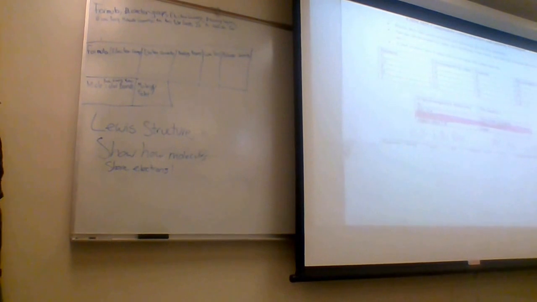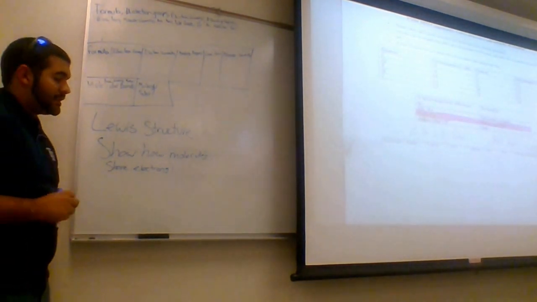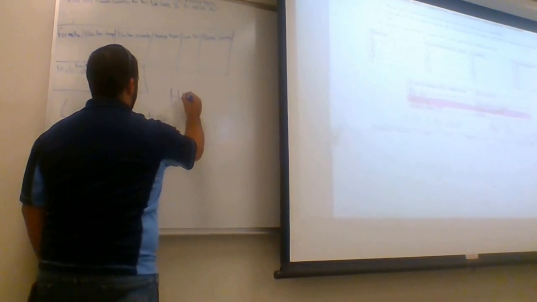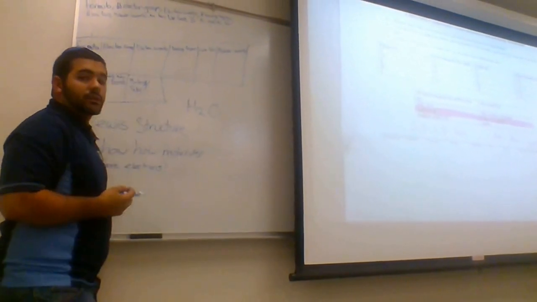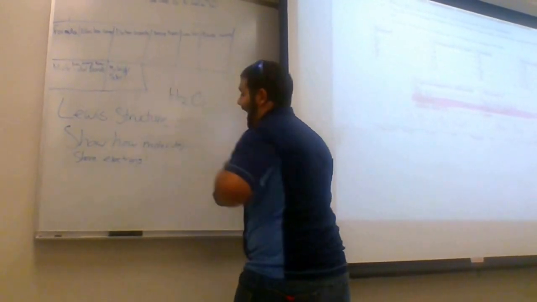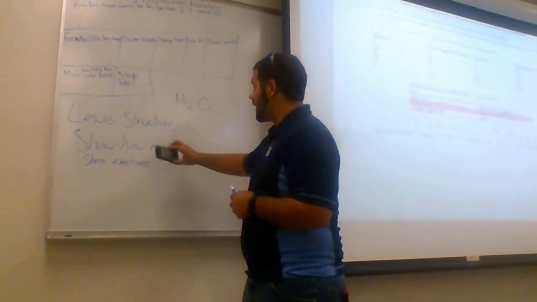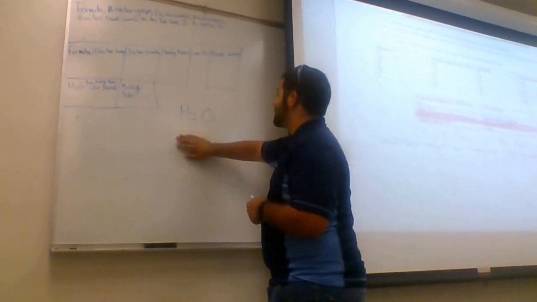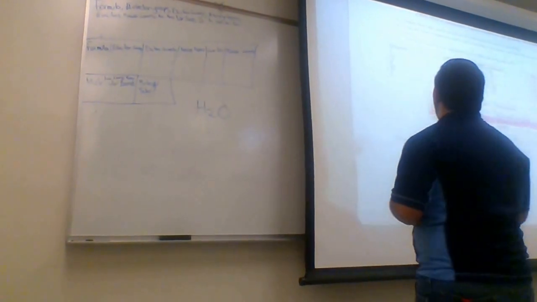So what I mean when I say that is, let's say you have water. So let's say we have H2O, and you want to show how they go together and how they're bonded. You would have to draw out the Lewis structure. Since we already have this, I'm going to go ahead and erase it. So the Lewis structure here, it's pretty simple.